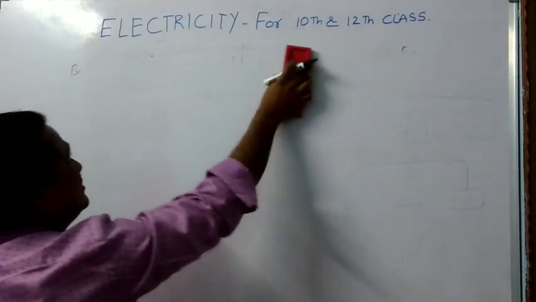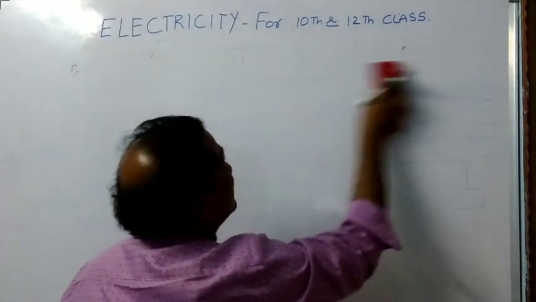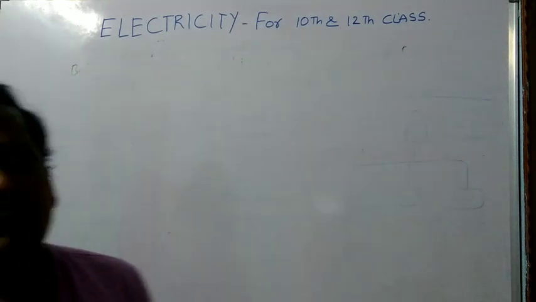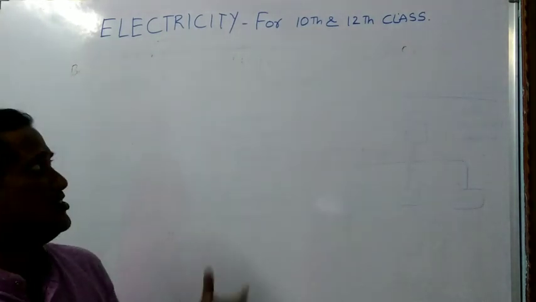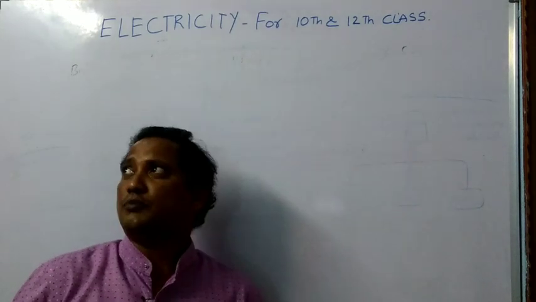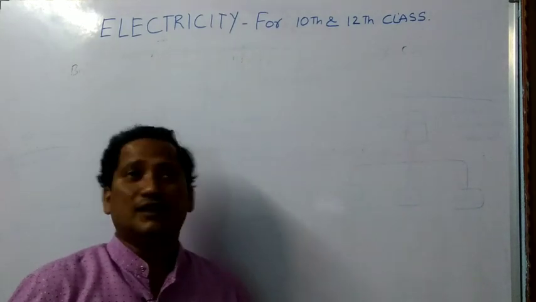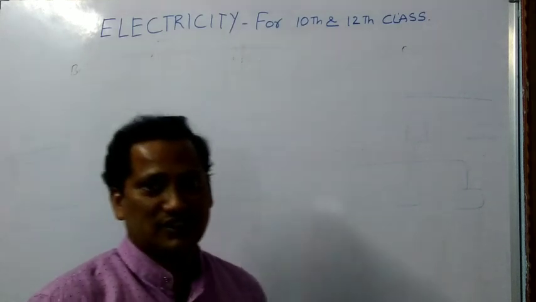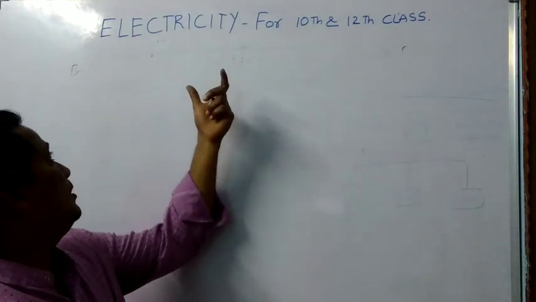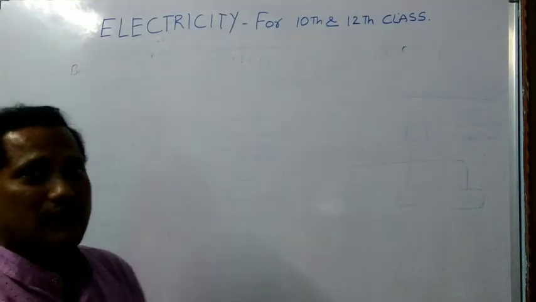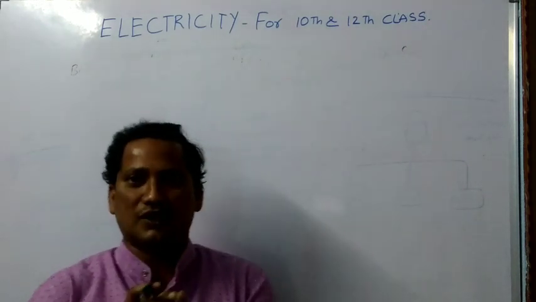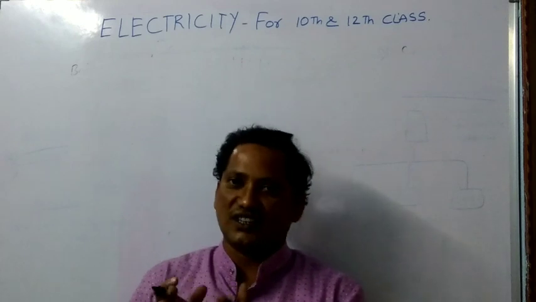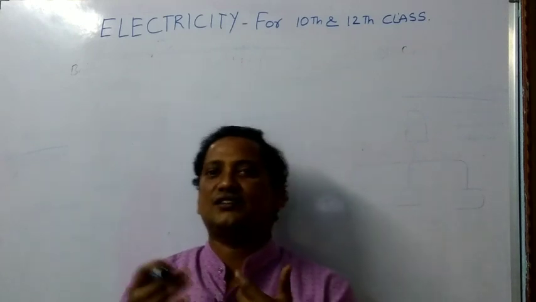Generally, copper wire is used from the electricity point of view. Copper wire and aluminum wire are used in general for producing electricity. Those are good conductors of electricity. So electricity is nothing but a combination of two parts. One is electrostatics, that is static electricity, and another is current electricity.